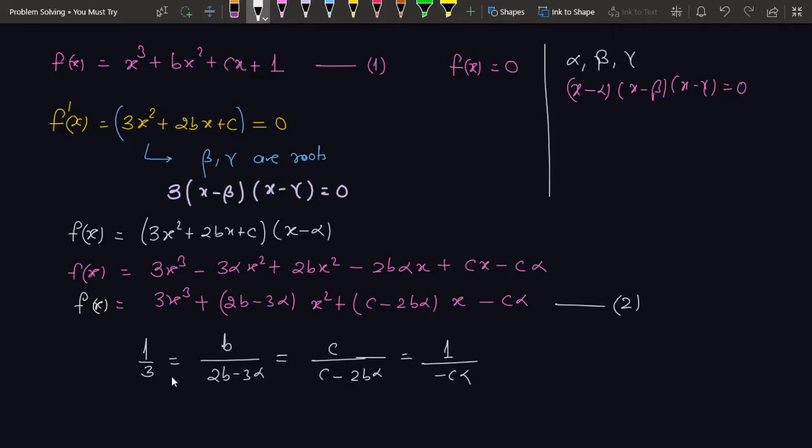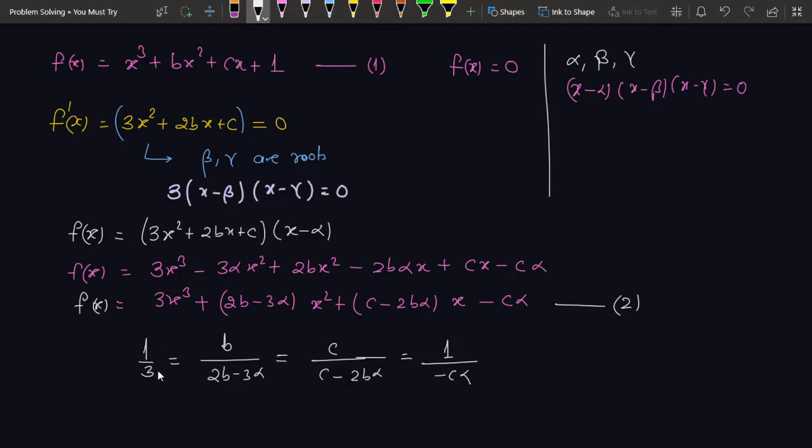Since they are representing the same curve, their coefficients must be proportional. The coefficient of x cubed in the first equation is 1 and the coefficient of x cubed in the second equation is 3. So that should be 1 over 3, and that should be equal to b over (2b minus 3 alpha), equal to c divided by (c minus 2b alpha), and equal to the ratio of 1 and negative c alpha.